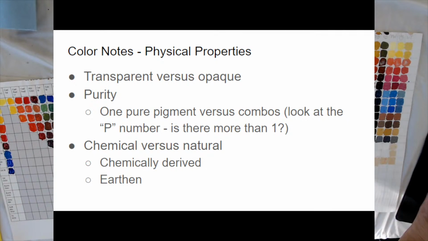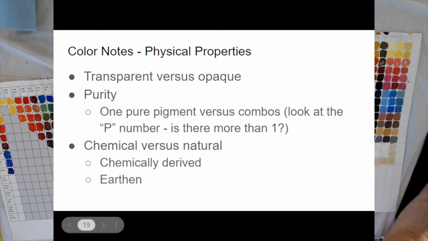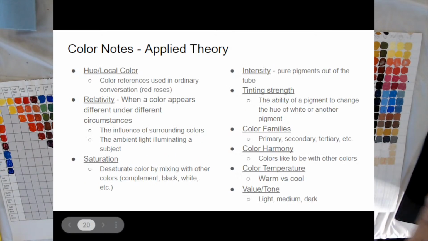We talked about physical properties of pigments and paints: transparent versus opaque, the purity. What does a P number mean? If a color has more than one P number, it's possibly a color that you can mix from other colors that you have in your box. So if it has more than one P number, know that you might not have to buy that extra color. If you like that color, you can probably mix it. You can save money. You can be more efficient. So that's another reason. Chemical versus natural.